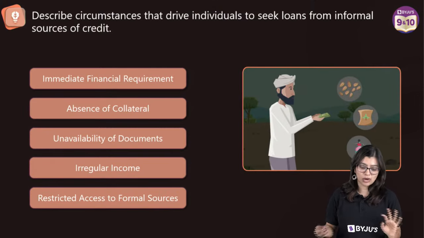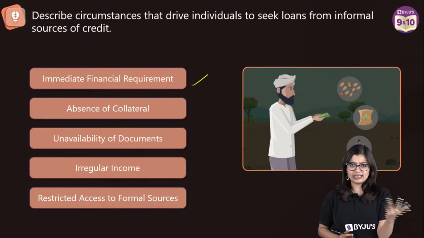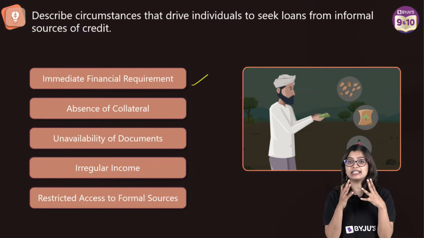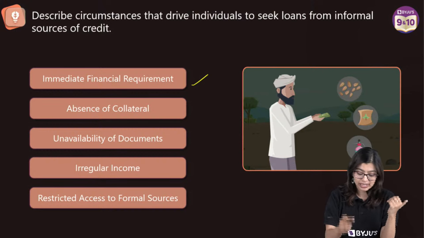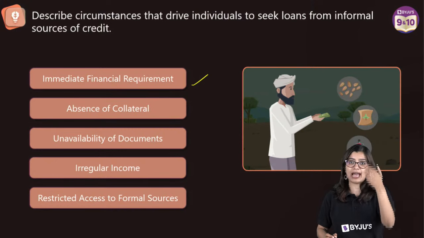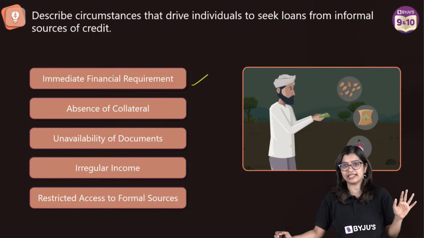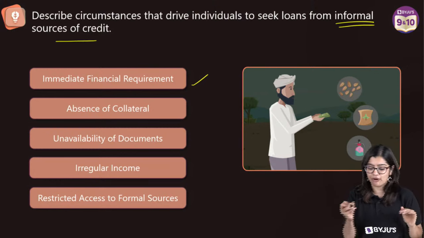Now, in some cases, what would happen is that they would require an immediate amount, right? Maybe for relatives or whatever, we see that sometimes there's a need for immediate funds. So in such cases, they may not have time to go through a formal bank, through formal sources where there is a procedure. They don't have time for that, which is why they may reach out to an informal source.